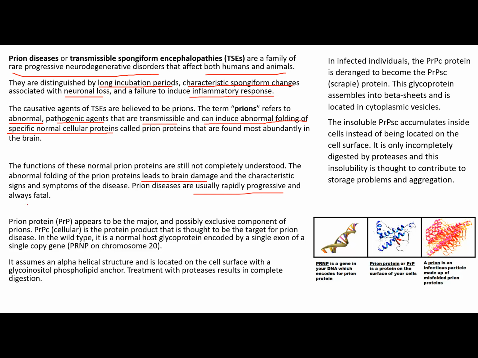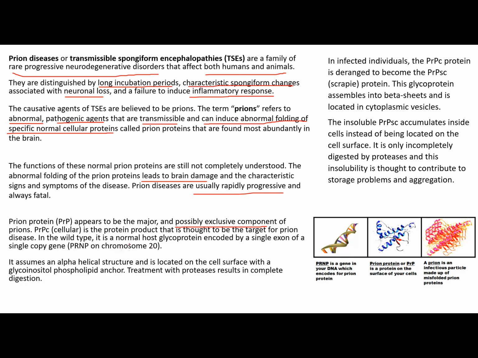So the thing you need to take note of, class, is that prions are abnormal agents normally found in the brain. Now, prions, if they do not undergo mutation, class, are considered normal. If you remember, your PrP proteins. Now, your PrP proteins, when they undergo mutation, lead to an abnormal type of prion. The prion protein PrP appears to be the major and possibly exclusive component of prions. Now, PrPC is the protein product that is thought to be the target for prion disease.